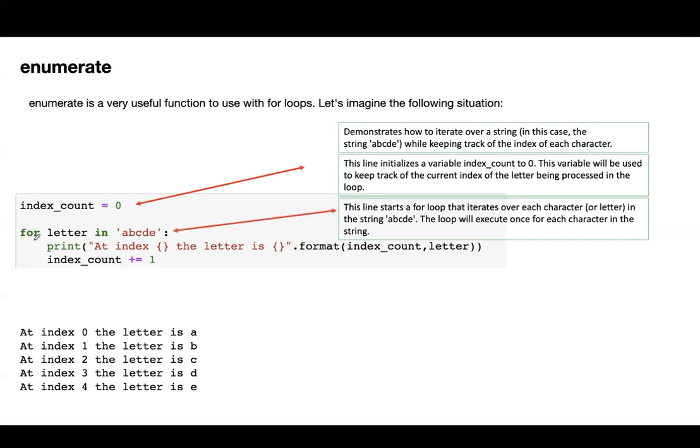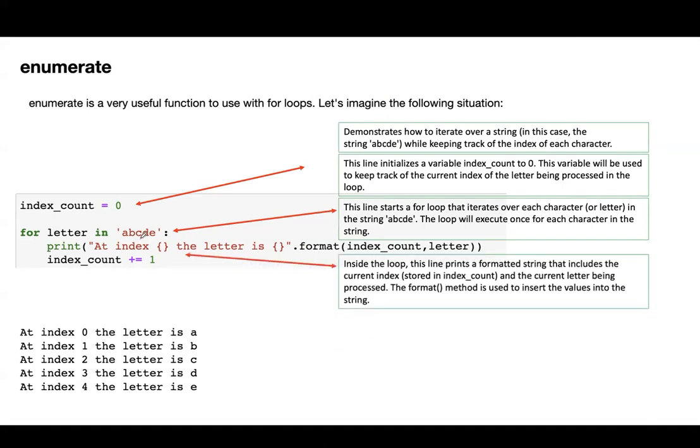Now, for your for loop, this line starts a for loop that iterates over each character in your string. The loop executes once for each character in this string. You also have a print statement. This line basically prints a formatted string for you, including the current index and also the letter.